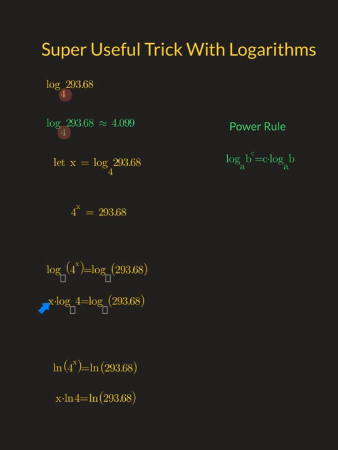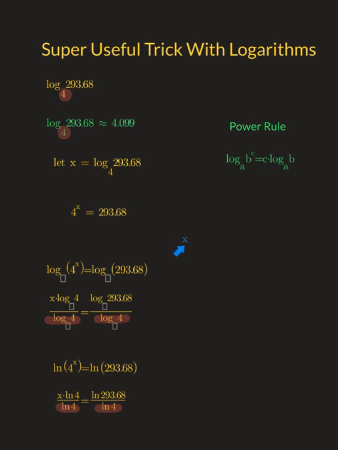Now we divide both sides by the same thing. Here you would divide both sides by ln of 4. Here you could divide by log of 4. I could have done any base I wanted, but these are the two that my calculator understands really, really well. So x is equal to, well, we already know that x originally was equal to the log base 4 of 293.68.